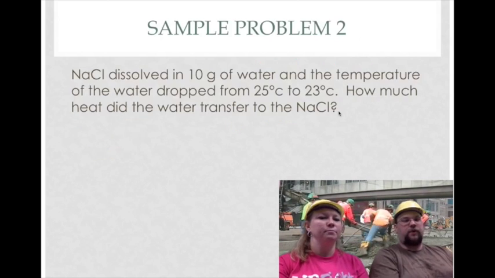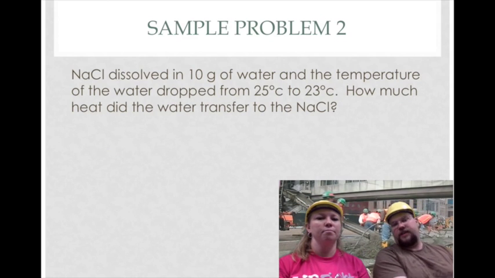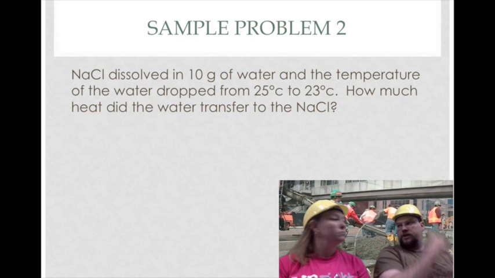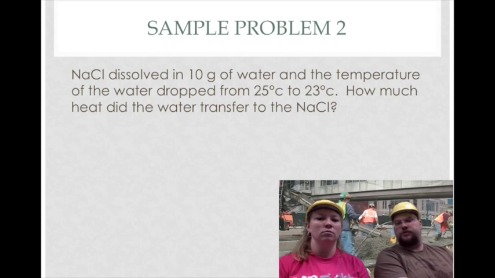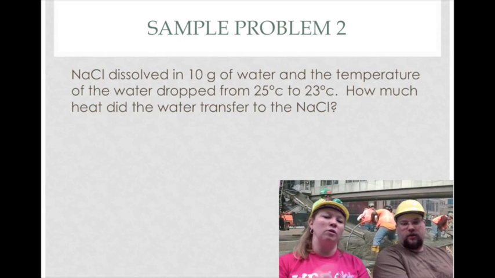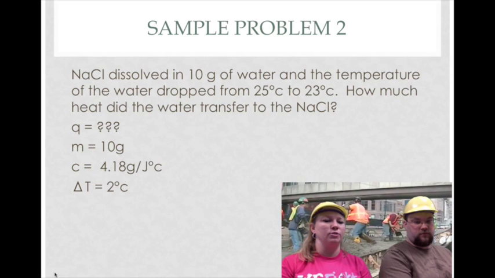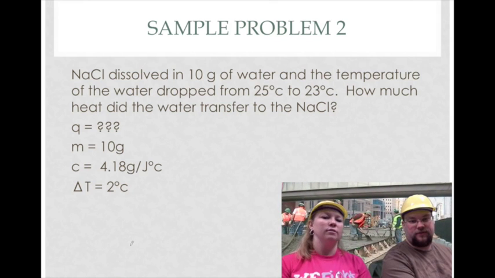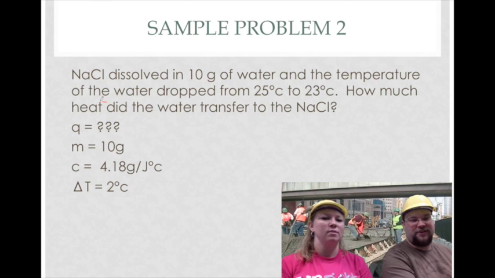Try one more? Let's do one more. Okay. So here we have NaCl, table salt. Dissolve it in 10 grams of water, and the temperature of the water dropped from 25 to 23. So it actually got colder this time. How much heat did the water transfer to the NaCl? Well, we're still looking for heat. So we're going to circle that, right? Circle the heat.